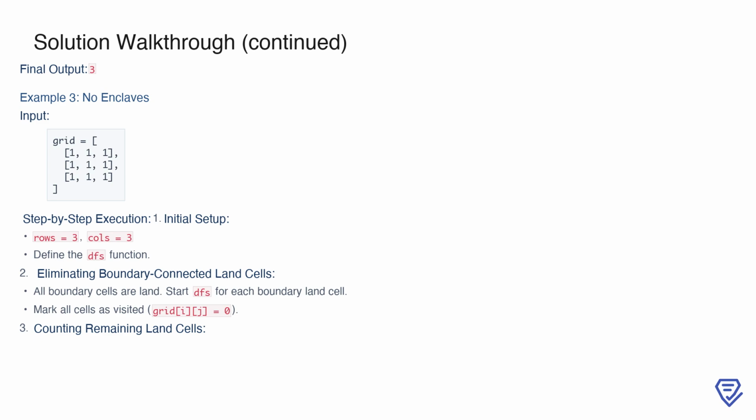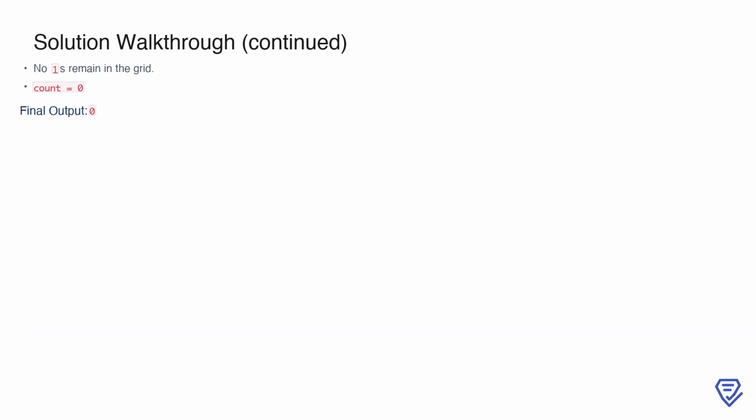Let's consider one more scenario, where the grid has no enclaves at all. In the last example, we work with a 3x3 grid where every cell contains land. During the initial setup, we define the dimensions and the DFS function as usual. Since all boundary cells are land, we initiate the DFS from each of these boundary land cells. As the DFS progresses, it marks all the land cells in the grid as visited, converting all 1s to 0s.